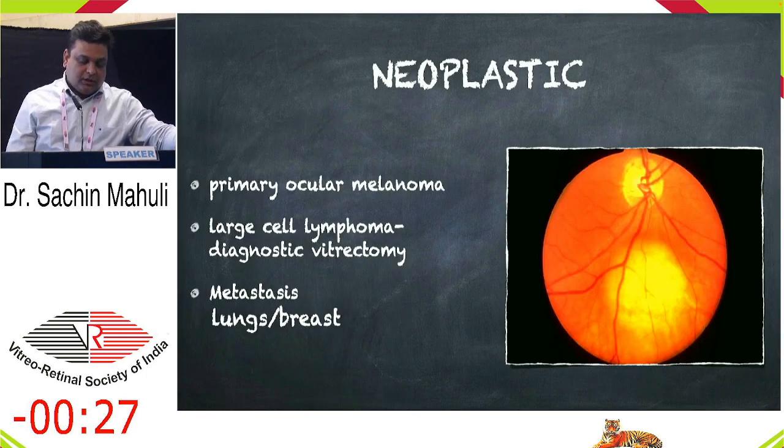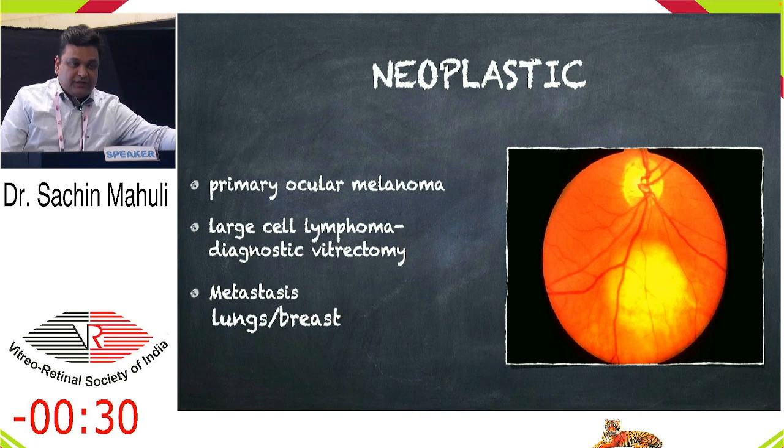Among neoplastic conditions, the most important which can present primarily to the ophthalmologist would be large cell lymphoma. Sometimes it can only present with vitreous seedings, wherein you have to do a vitrectomy for diagnostic purposes. Metastatic tumors in the eye are the most common intraocular tumors. Most common sites would be the lungs or the breast.